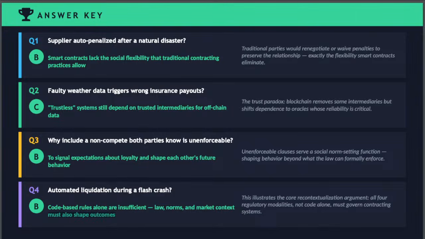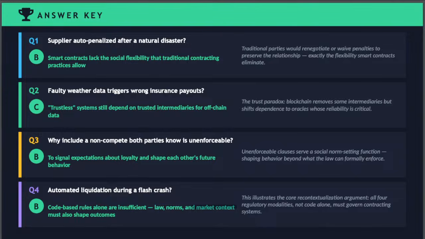So this illustrates the core recontextualization argument. All four regulatory modalities, not code alone, must govern contracting systems. So the contracting systems require all four regulatory modalities, not just the code, but the law, the social norms, and the market forces, the market context.